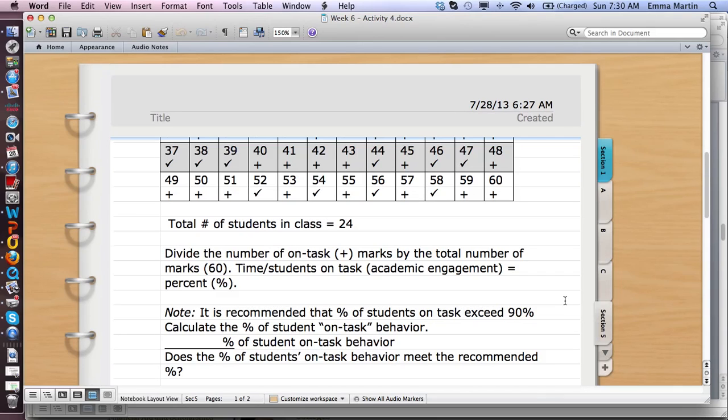The research tells us that students' on-task behavior should exceed 90%. Go ahead and figure out what you see as the percent of on-task behavior, and then we'll write a summary of statements. So stop the video, calculate it, and then we'll come back and do that.